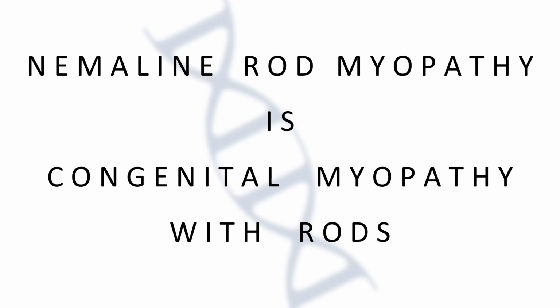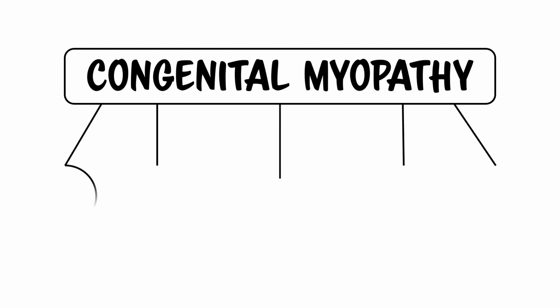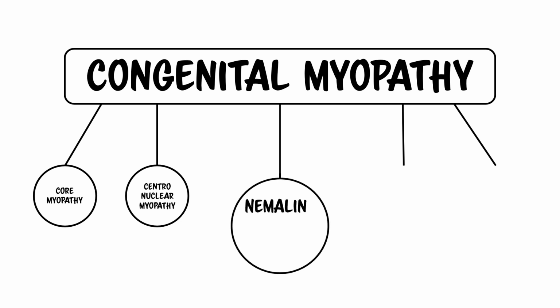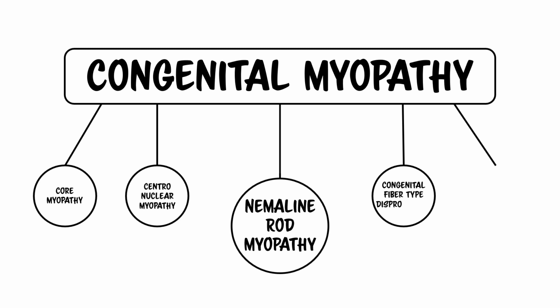Nemaline rod myopathy is congenital myopathy with rods. Congenital myopathies are a collection of muscle disorders present early in life with a stable course that cause floppy muscle tone and weakness in the affected person. Nemaline myopathy is considered among the most common of all the congenital myopathies.